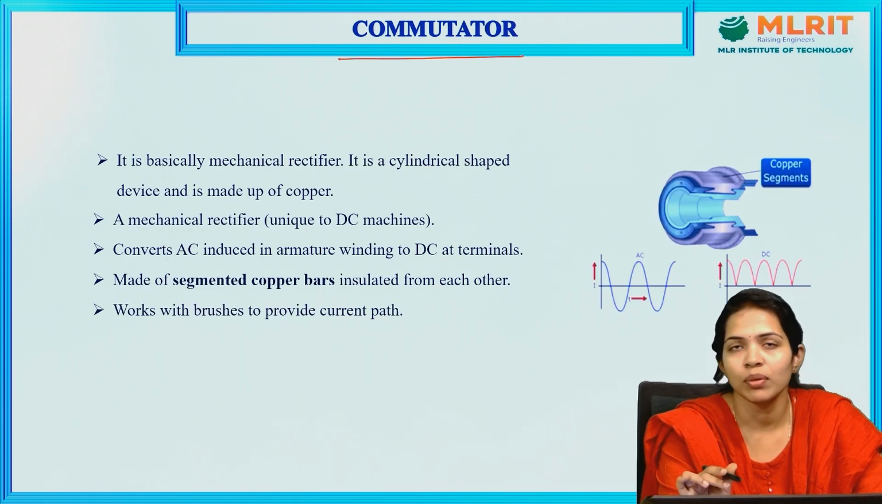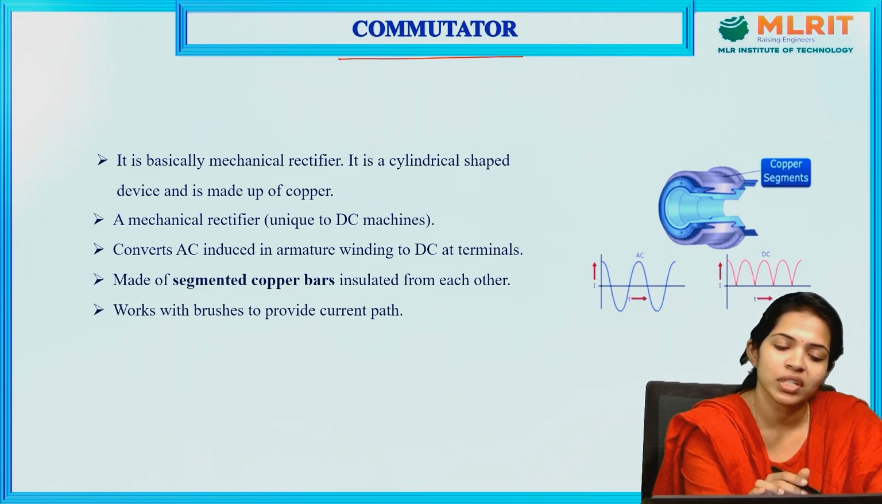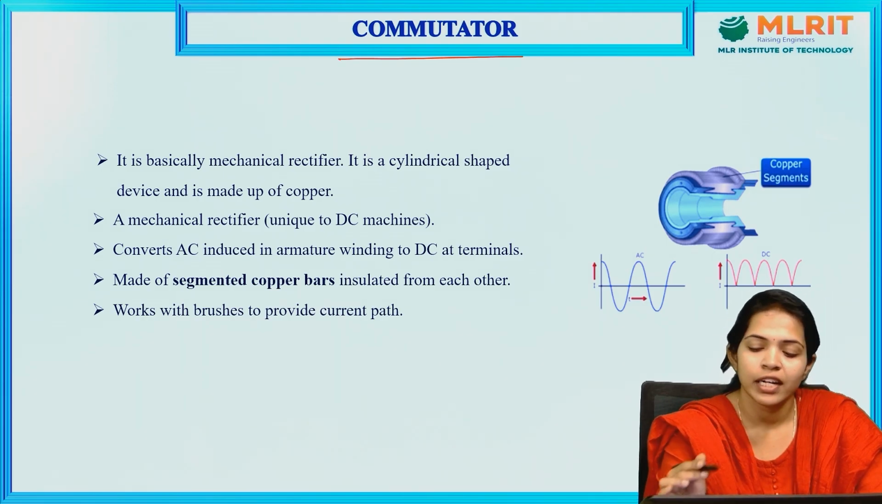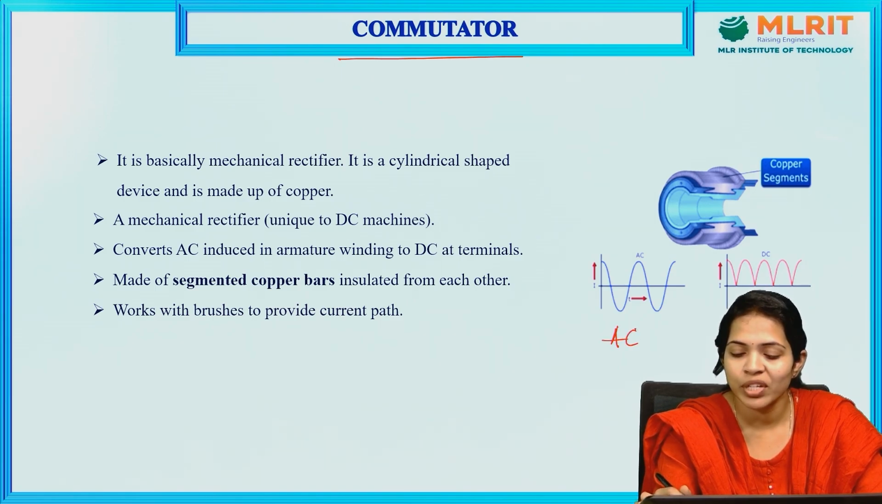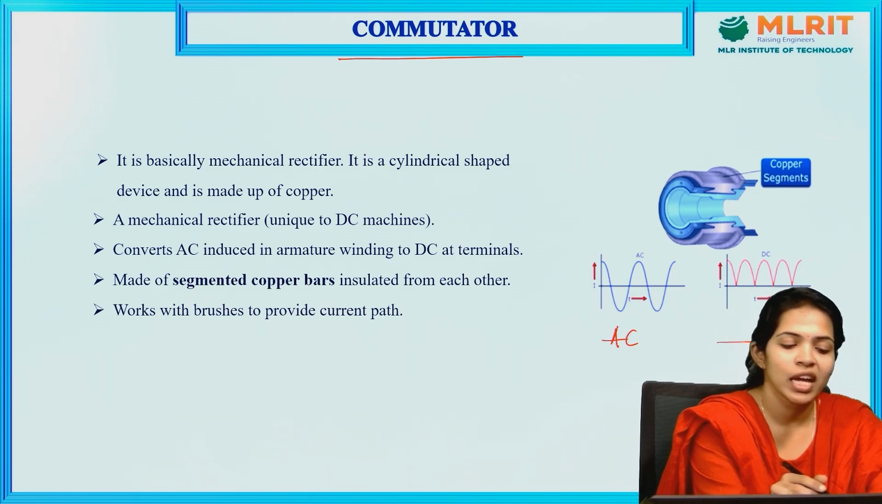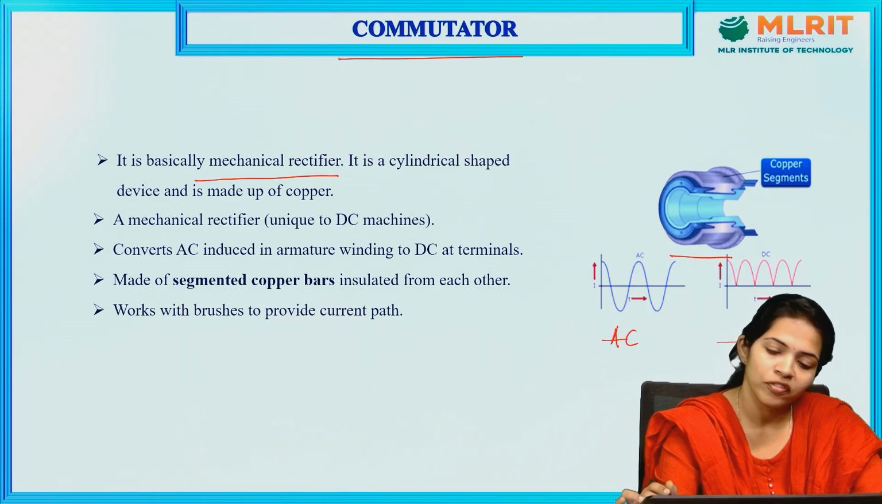Commutator is one of the most important parts in a DC machine. The actual function of a commutator is that it acts as a rectifier. It converts the AC signals generated in the rotating part of the machine, that is the armature, into unidirectional DC signals. So it acts as a mechanical rectifier, and it is also a cylindrical structure which is made up of copper.